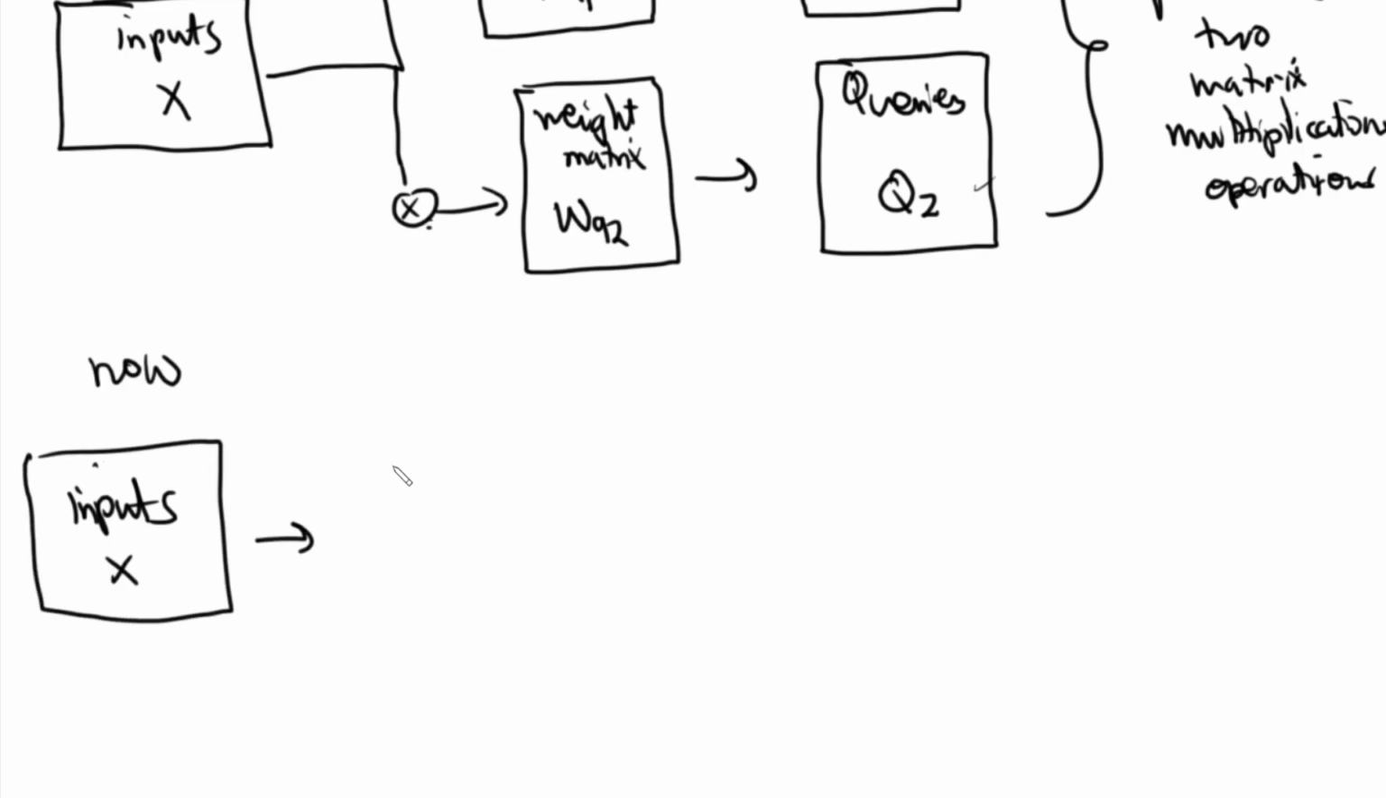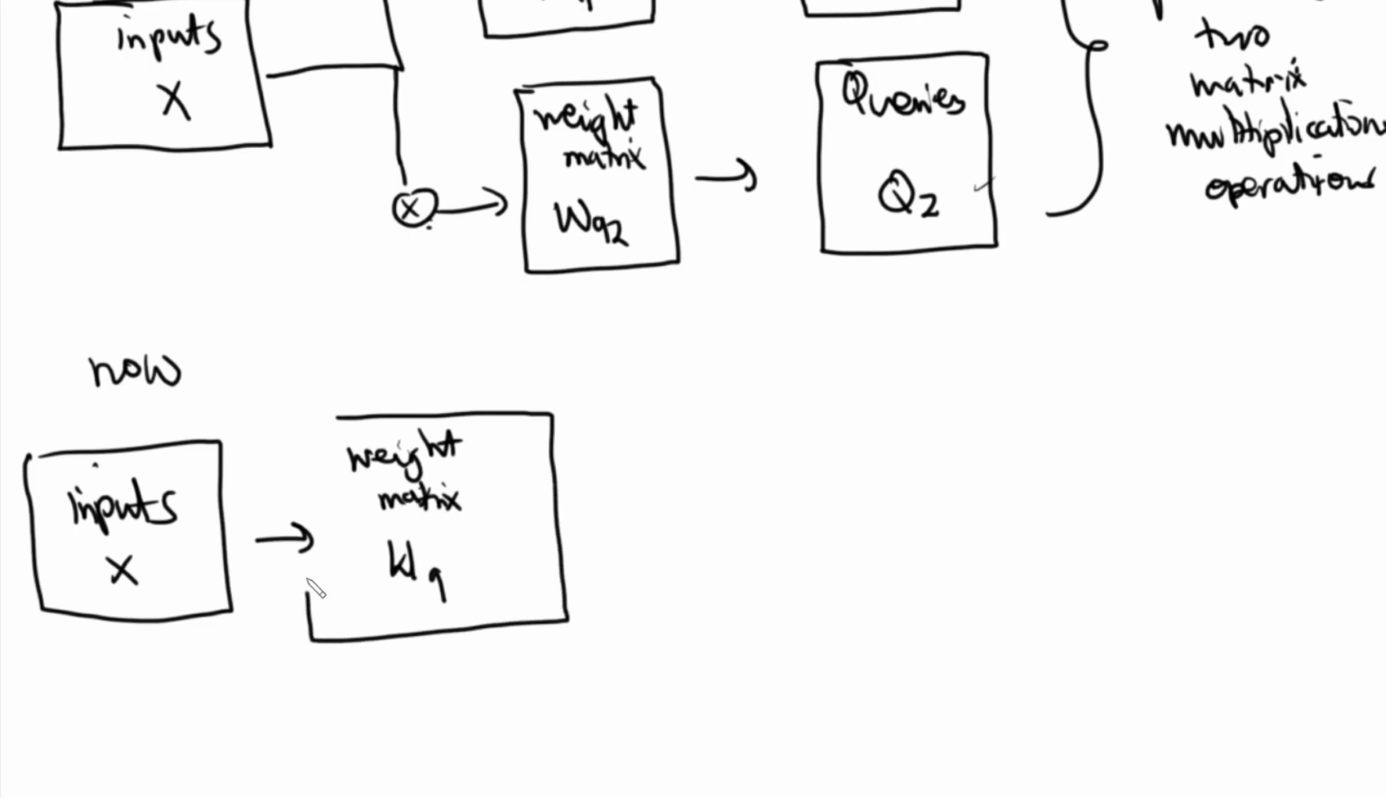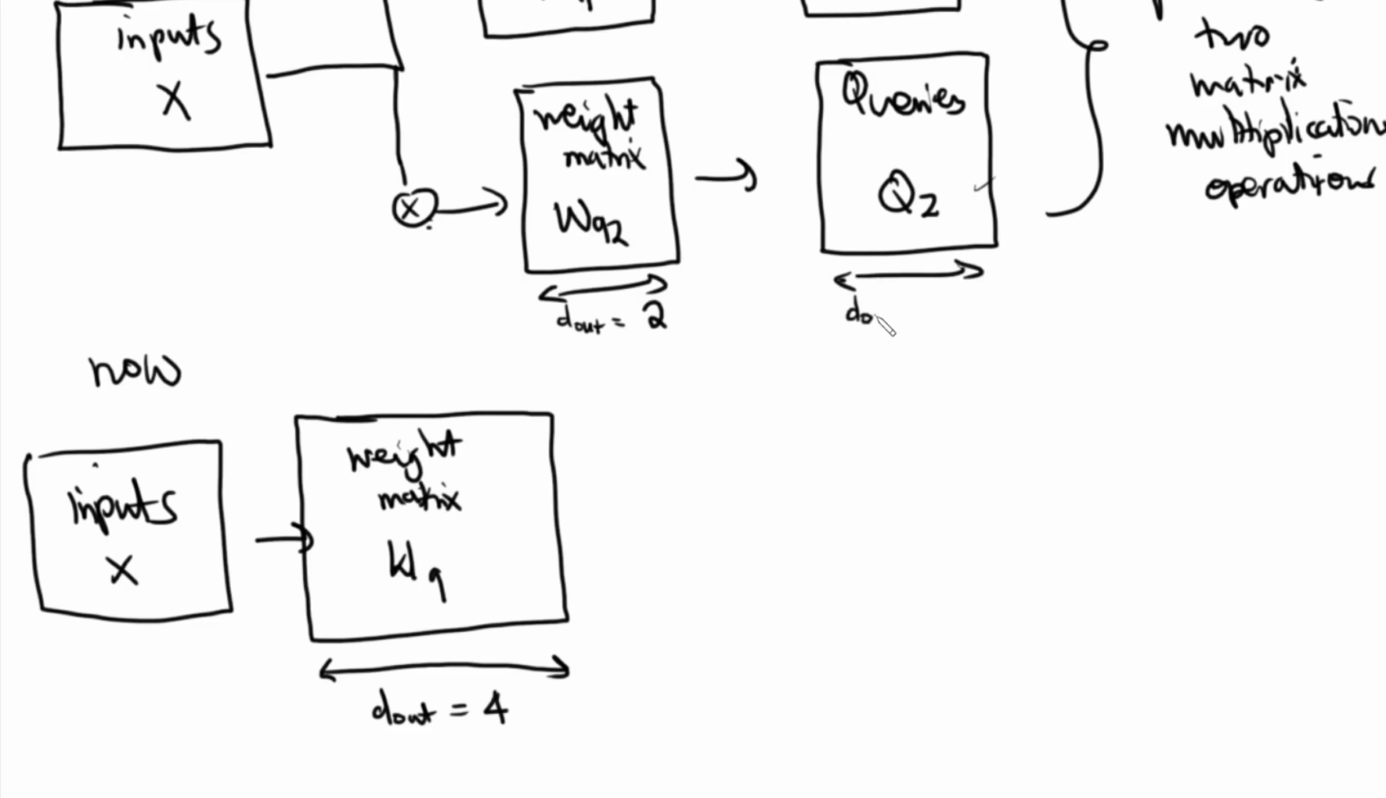What we are going to do is initialize a big weight matrix. We're going to initialize a very large WQ, with its dimension d_out equal to 4. The d_out that we were using before was equal to 2, but now we are initializing a big weight matrix with a d_out equal to 4.